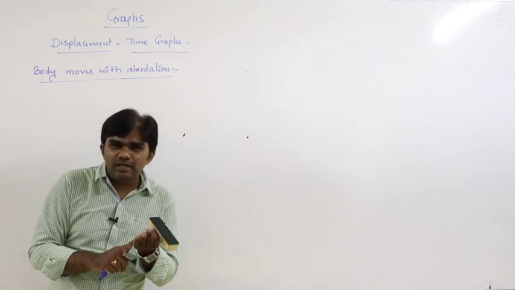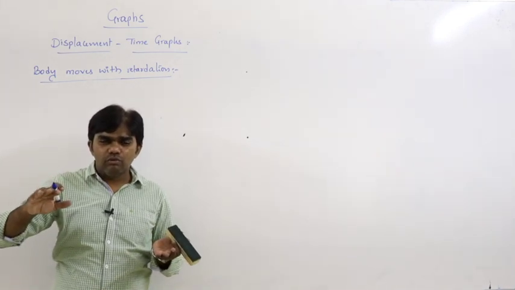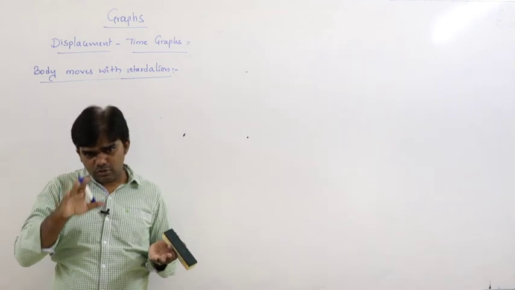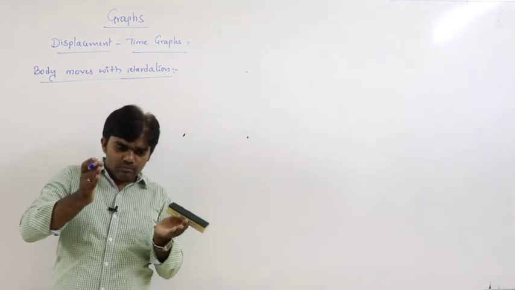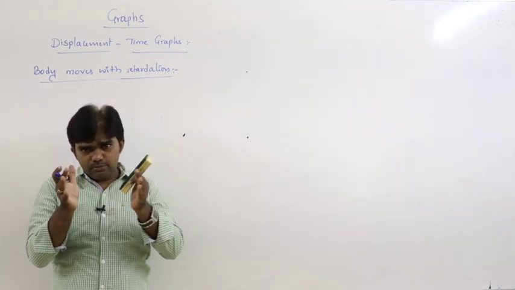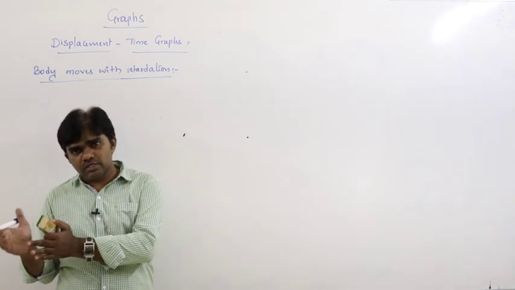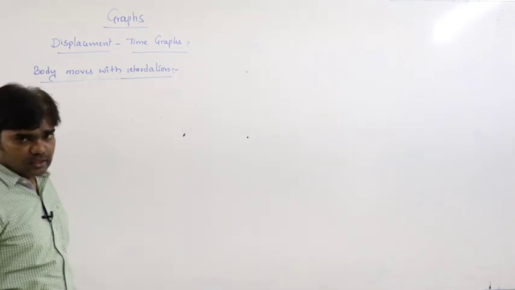Why does the displacement decrease? Velocity decreases, the body slows down. Retardation means the body is moving with decreasing velocity, that means it slows. Initially the body has maximum velocity, and from maximum to minimum the velocity gradually decreases. So that is a body moving with retardation.